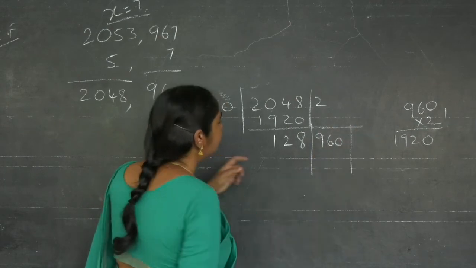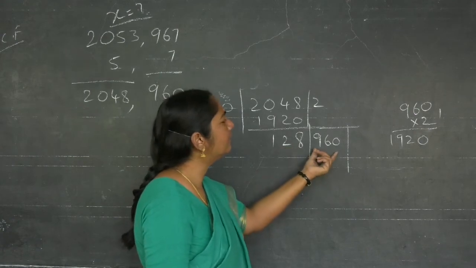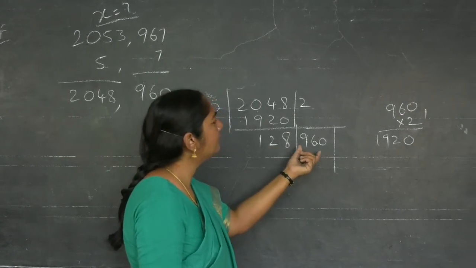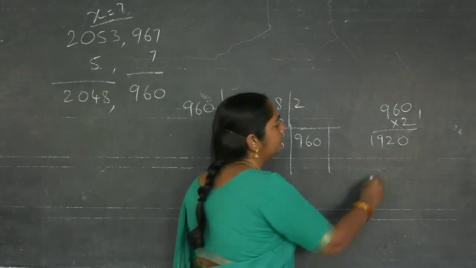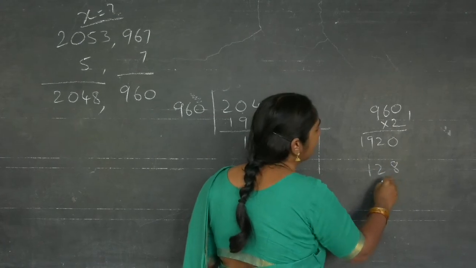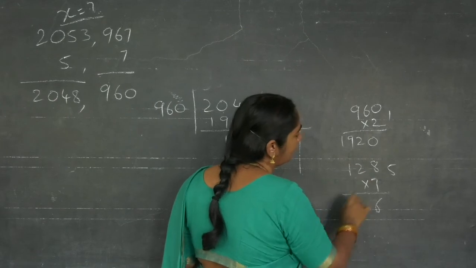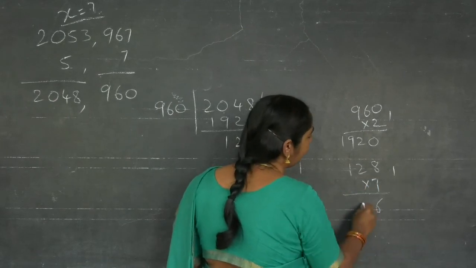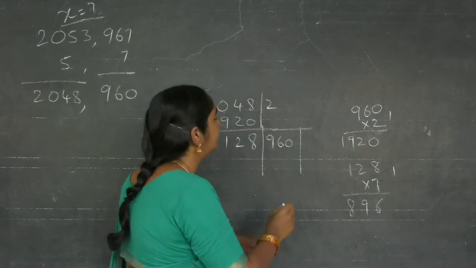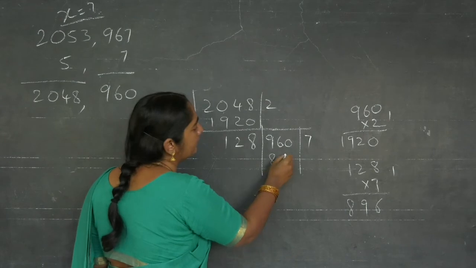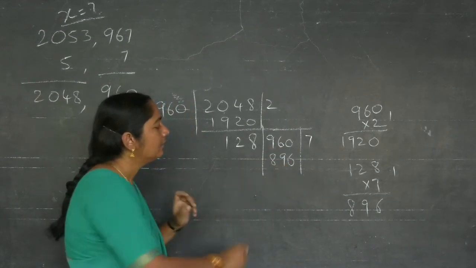Now this number 128 is very near to 130, and 960 is near to 950. Let us take maybe 6 times or 7 times. So 128 into 7: 7 times 8 is 56, 7 times 2 is 14 plus 5 is 19, and 7 times 1 is 7 plus 1 is 8. So 7 times is 896. Because it is a number which is less, we can consider it.